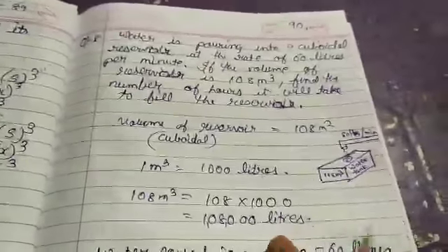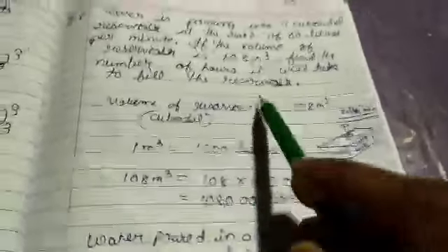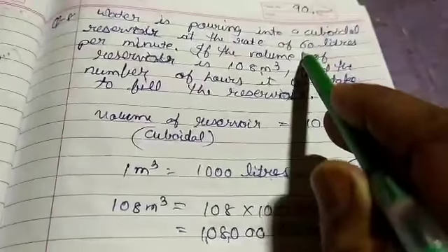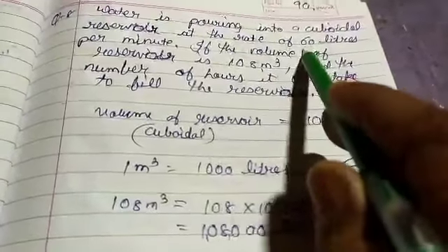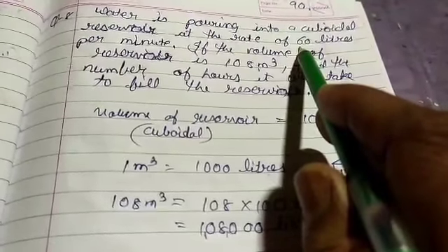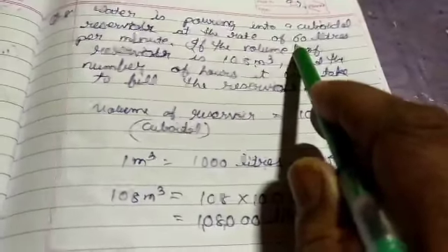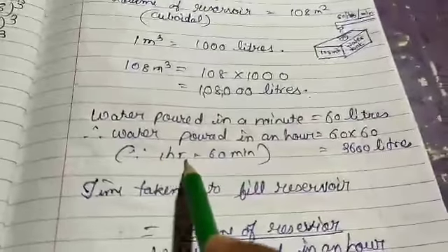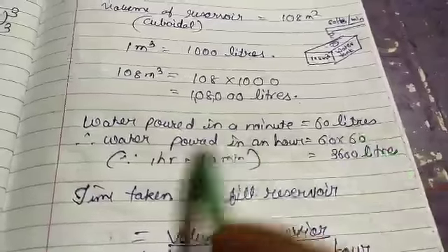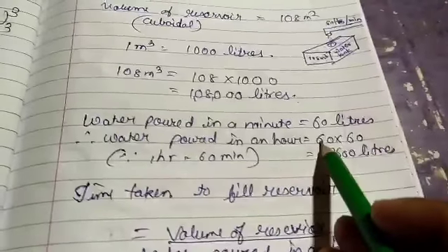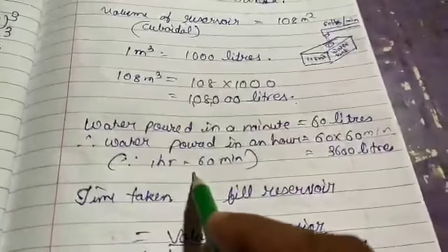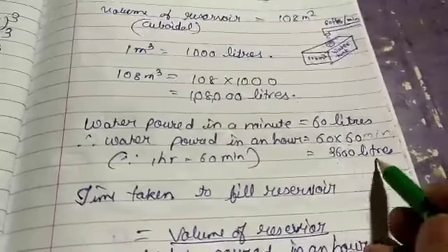Now how much time will it take? Per minute it fills 60 liters. In 1 hour there are 60 minutes, so we multiply 60 by 60. Water poured in a minute is 60 liters, and in 1 hour there are 60 minutes, so 60 liters should be multiplied by 60 minutes. So in 1 hour it fills 3600 liters.